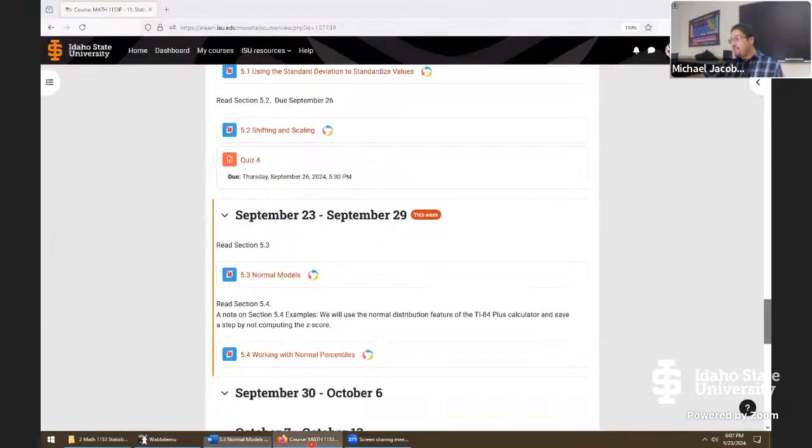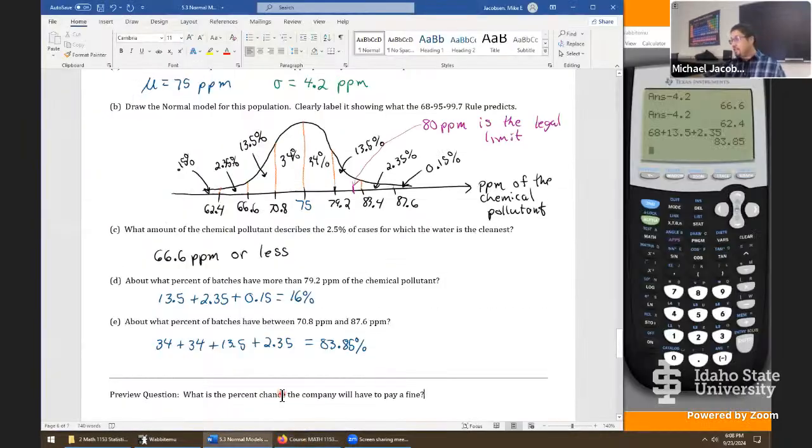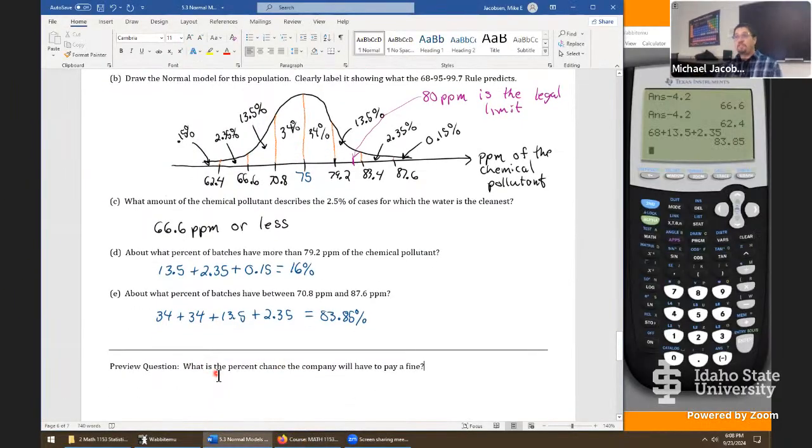And the reason I'm mentioning that is in the next section, our author does a z-score step, but we're going to skip that step. We're going to calculate these probabilities directly. So again, this is just a preview, but if you have your calculator with you, this is what we're going to be going over in great detail in section 5.4. To answer this question, we have to say what's the value for paying a fine. It's at 80 parts per million or higher.